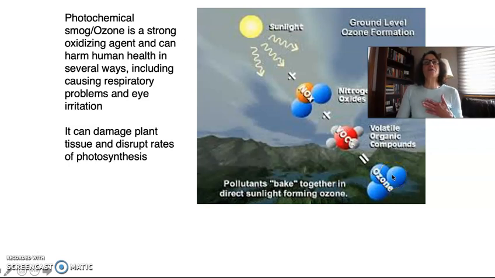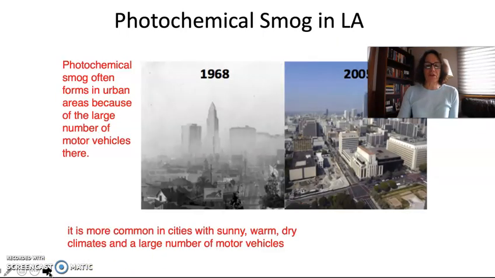It causes severe respiratory discomfort, but it can also damage lung tissue. So for example, when the Olympic Games were in Beijing, and there was really bad photochemical smog there, a lot of long distance athletes just said, I'm not even going to compete in my event because I don't want to actually damage my lungs from breathing that air. Just like it can damage my lung tissue, it can damage plant tissue and disrupt rates of photosynthesis.